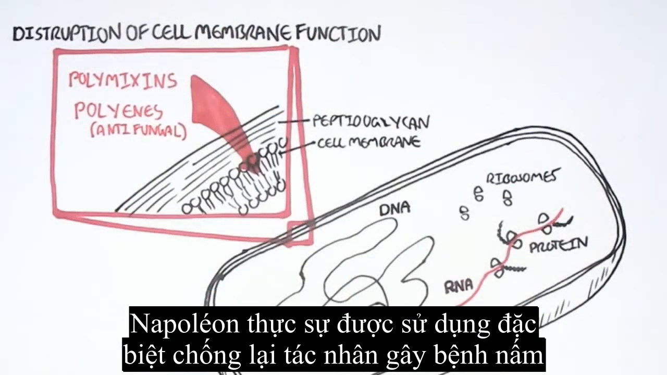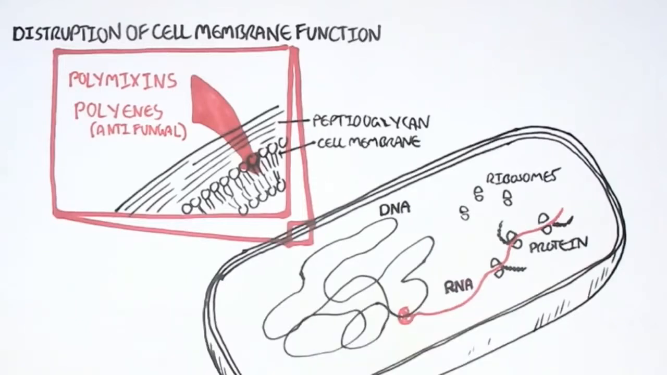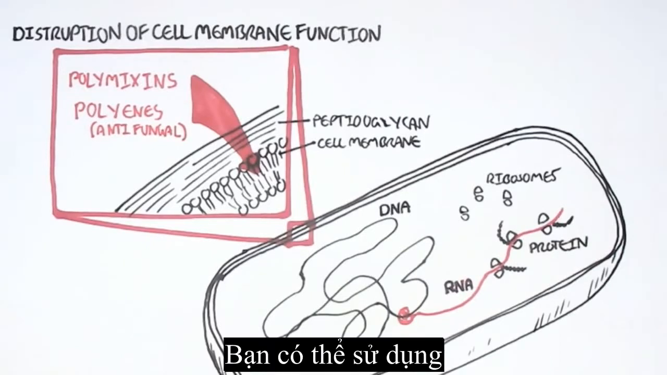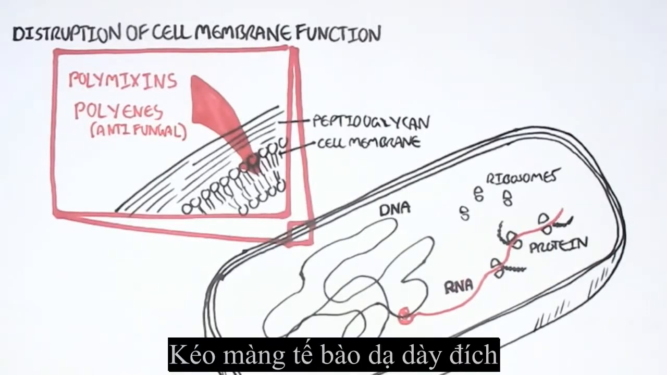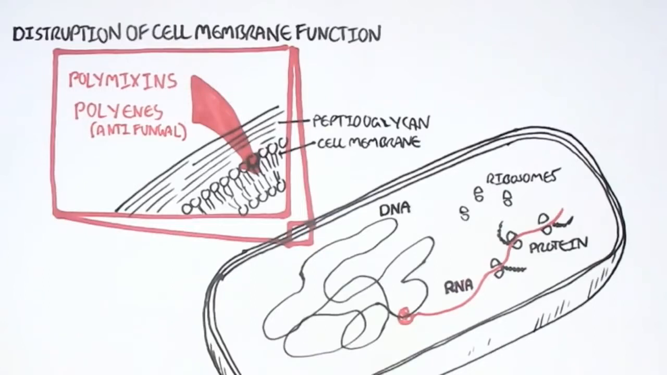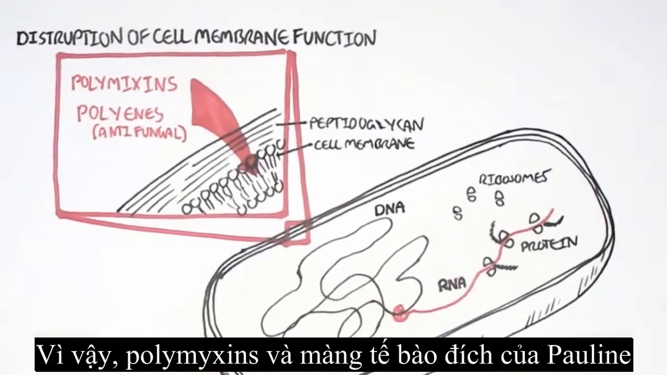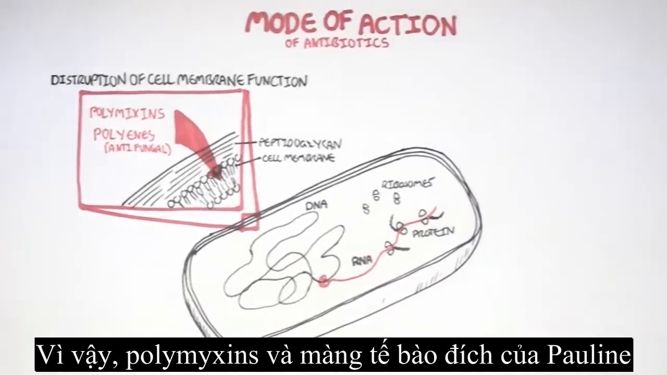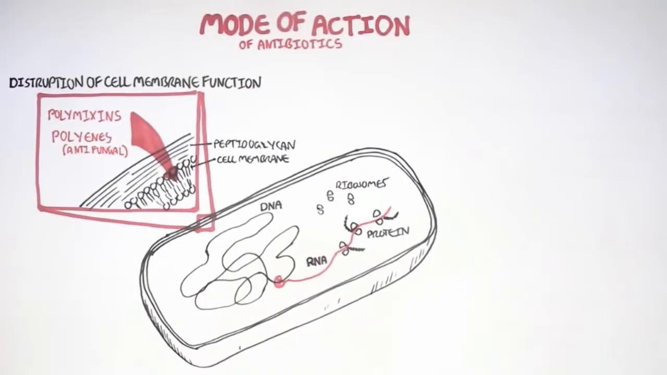Now, polyenes are actually specifically used against fungal pathogens, but that's just a note to know that you can use polyenes that target cell membranes in fungus. So polymyxins and polyenes target cell membranes.